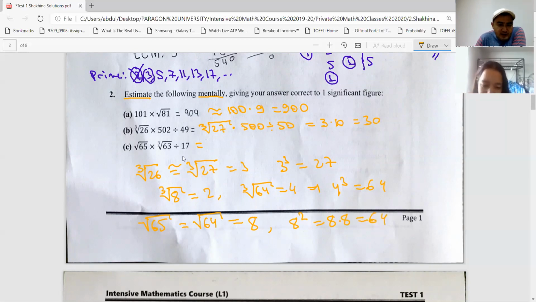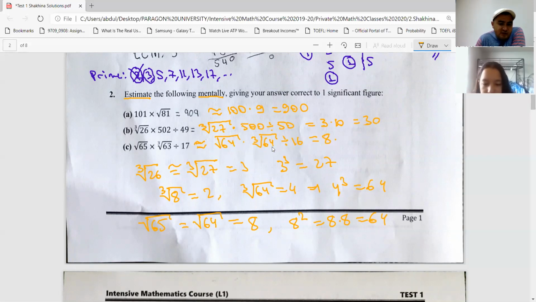So I can estimate this, we are just estimating, square root of 64 times, again, this cube root of 63, I can estimate it as 64 times and divide it. I can estimate this 17 by, let's say, 16, because it's easy to divide. What is square root of 64? It is 8 from here.